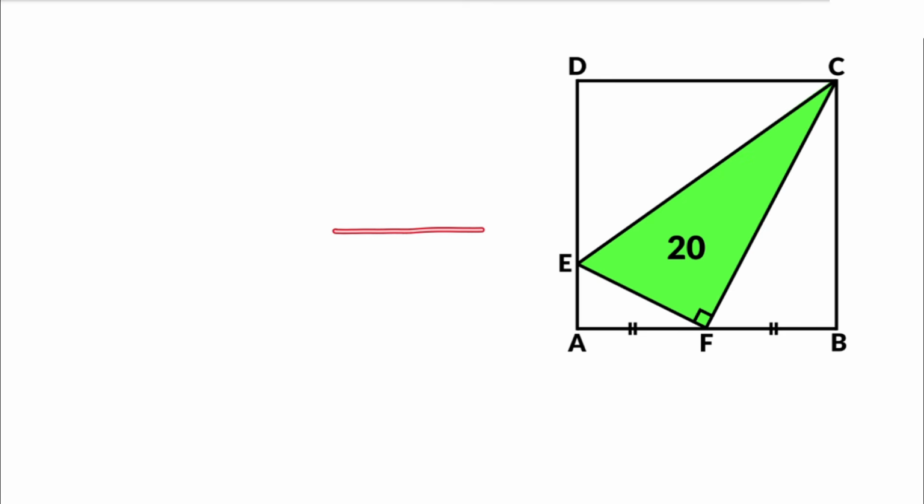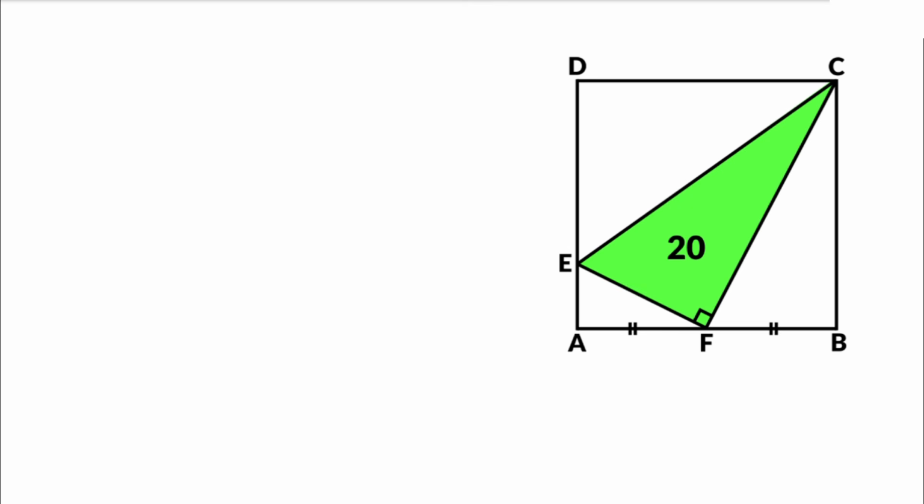We have a square, A, B, C, D, and tucked neatly inside the square is a right triangle, EFC, with its 90-degree corner sitting on the bottom side at point F. Our mission is to find the total area of the entire square.